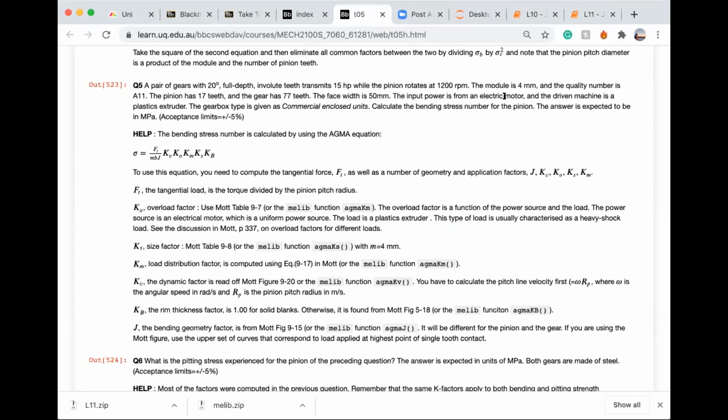Ka is 1. Yep. Bending geometry factor. Which one's that? J, yep, which is the tooth geometry. 0.28. Yep, that's close enough.